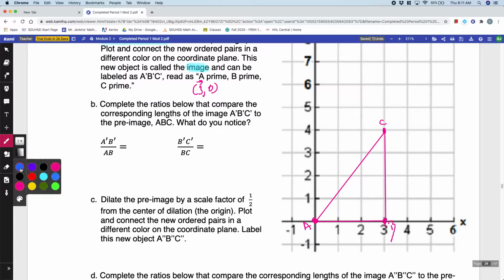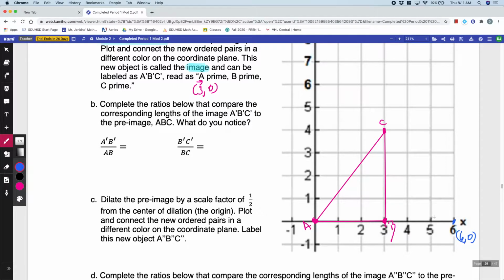Now it says grow it by a scale factor of 2. Well, let's look at this. We're going to start here. I'm going to grow this image out by 2. So this length is 1, 2, 3, right? Well, 3 times 2, if I double the length, would give me 6. So that means my new point would be 6, 0.